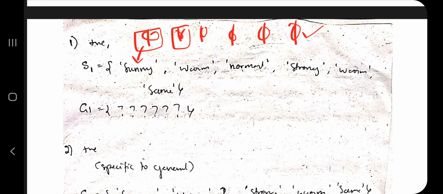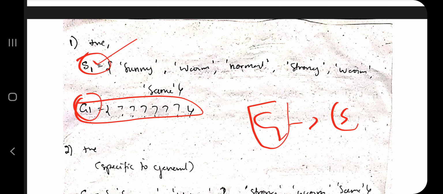Specific, if you consider, you will be having the null values here. 6 null values will be there, isn't it? And you are moving to the general. Moving to the general means you'll be taking one specific value and substituting the first row, whatever is given. Instead of these very specific values, you'll be generalizing it. For example, here nothing was there, you are generalizing it to sunny, this one to warm, this one to normal, this one to strong, this one to warm, and this one to same. So these things you are specifying here, and general you'll not be touching.